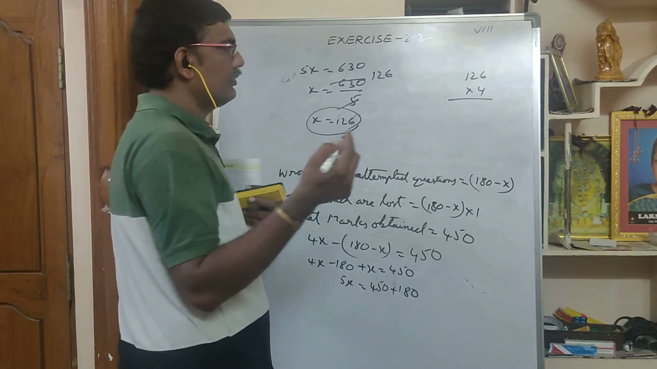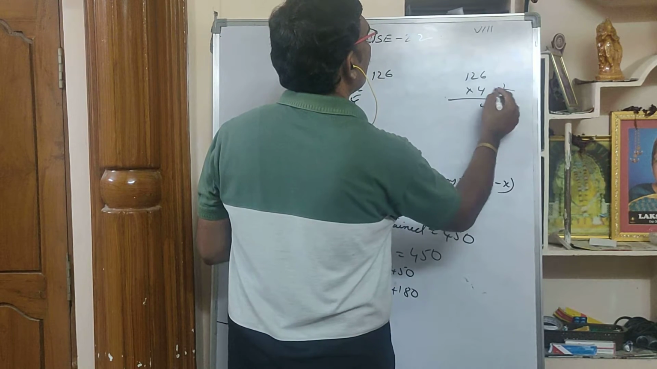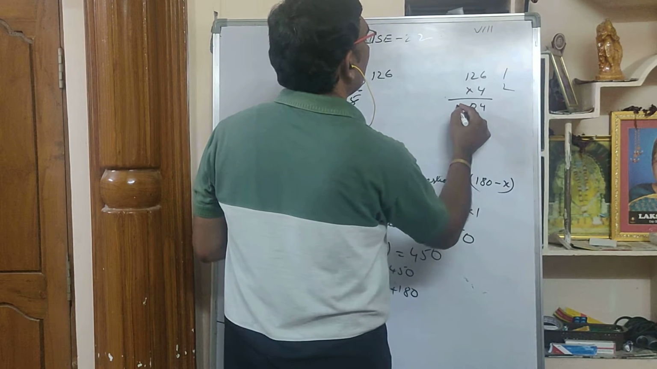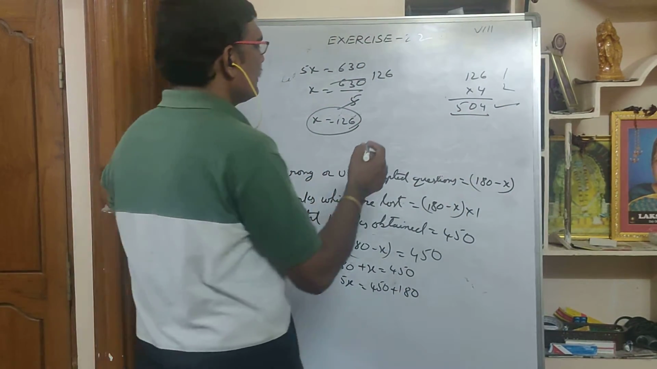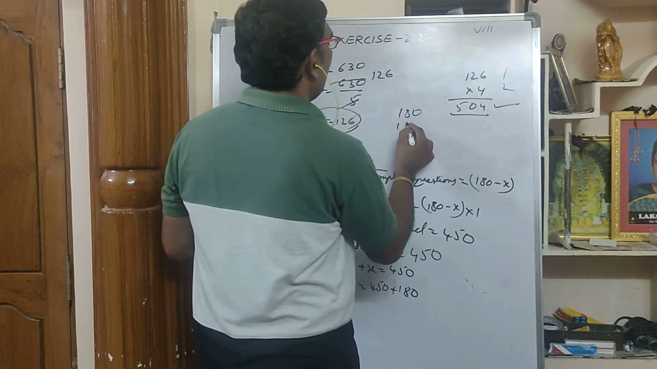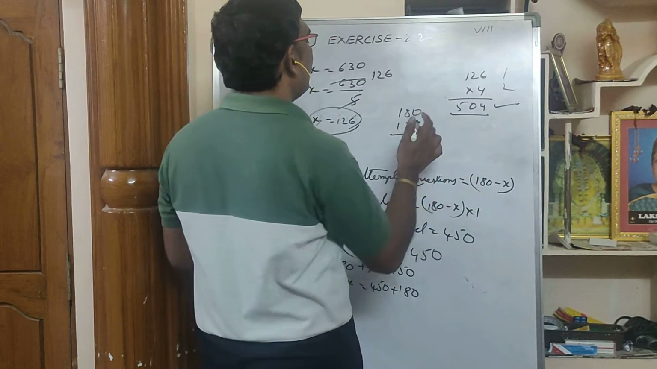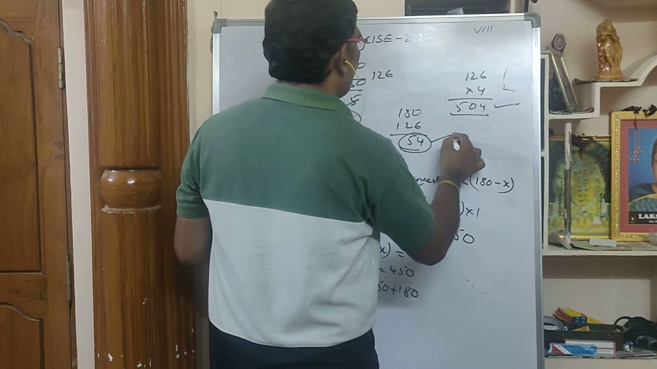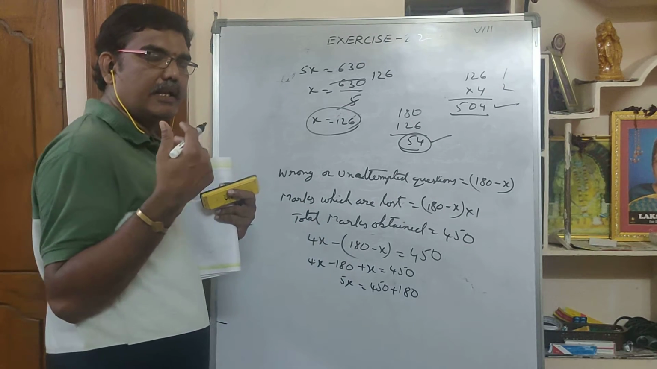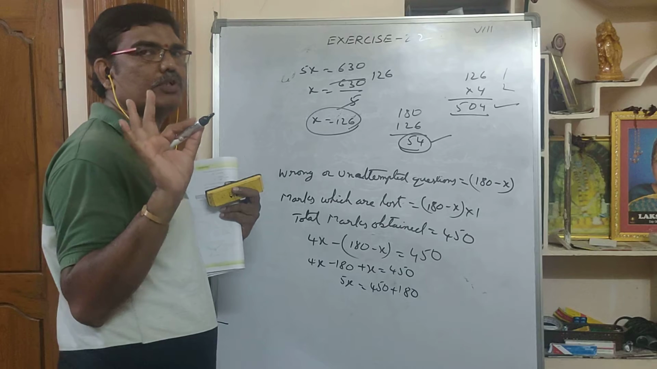For 126 questions, 126 into 4. 504 marks he has to get. But total questions how many? 180. How many did he do wrong or unattempted? 180 minus 126 is 54. 54 questions either he did wrong or did not attempt.